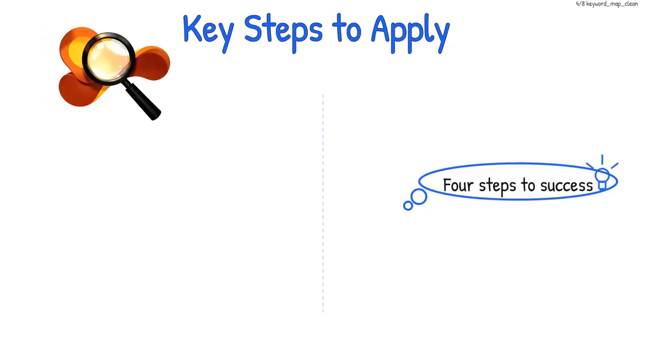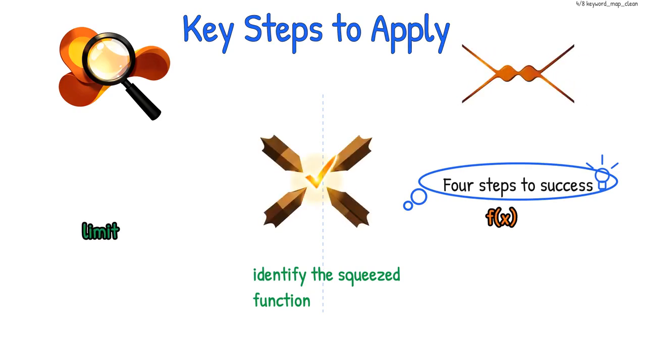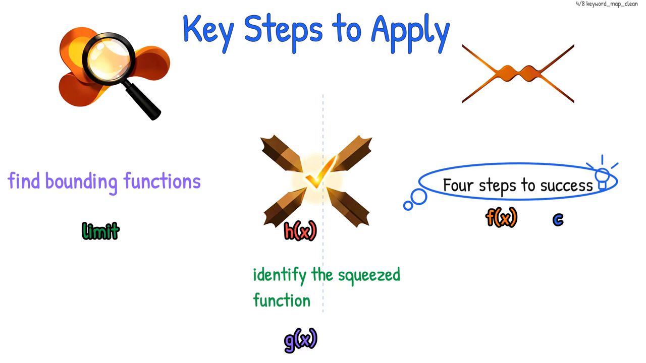Applying the theorem involves key steps. First, identify the squeezed function. Recognize the function f of x whose limit is tricky to find directly. Second, find bounding functions. Construct two functions, g of x and h of x, that satisfy g of x is less than or equal to f of x is less than or equal to h of x near c. These should be simpler functions whose limits at c are easier to compute.